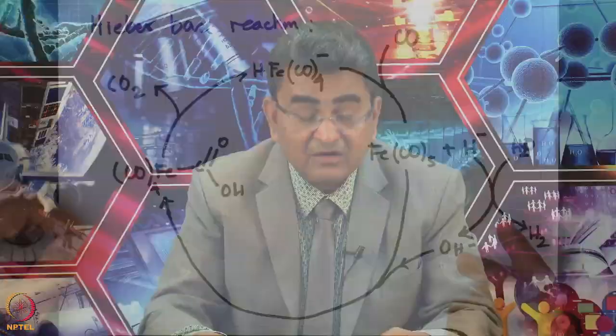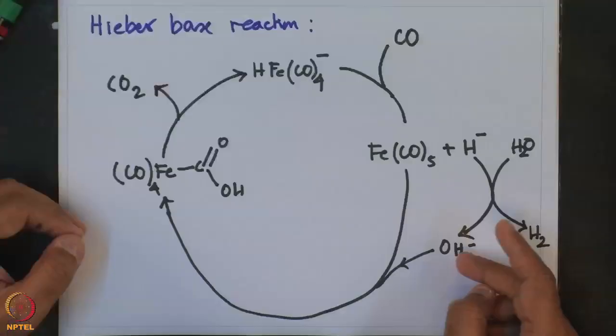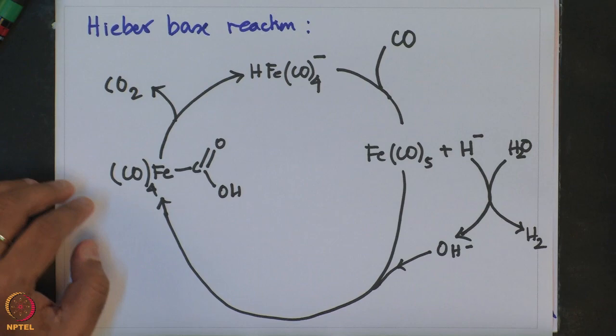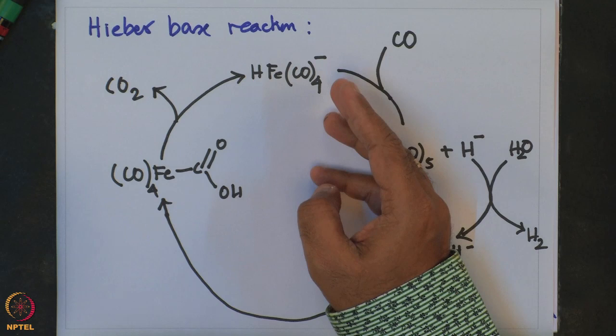gets activated by coordination to iron, and then the nucleophile, which is OH- generated from this metallate anion consisting of a hydride, attacks to convert into acid, and then subsequently the acid decarboxylates, giving out carbon dioxide along with this generation of iron hydride tetracarbonyl anion. So, this is a wonderful example for this Hieber-based catalytic cycle.